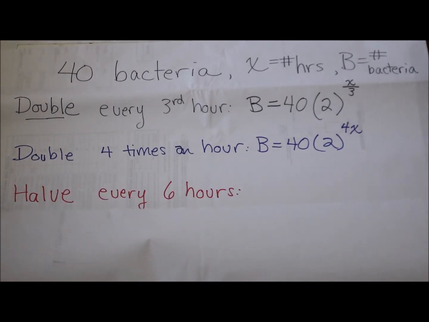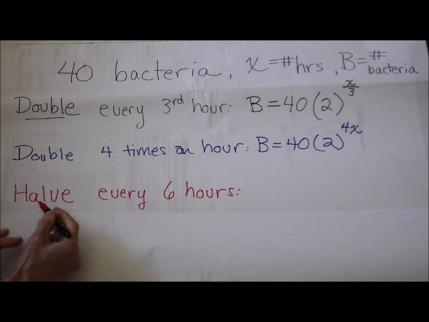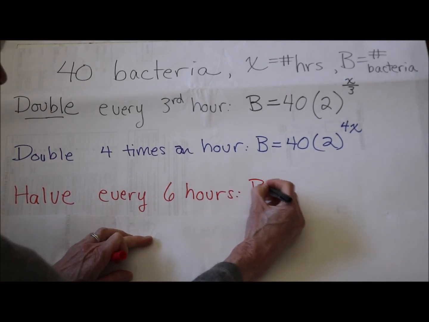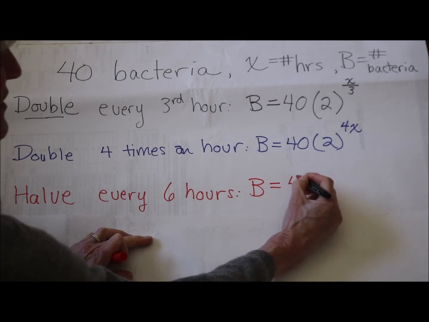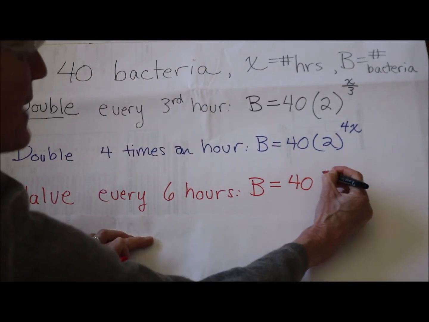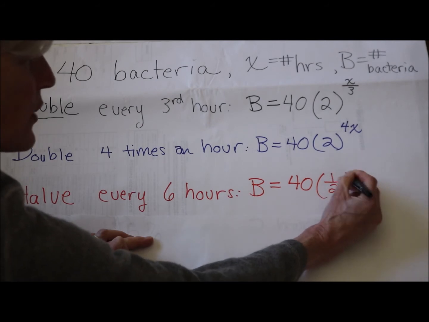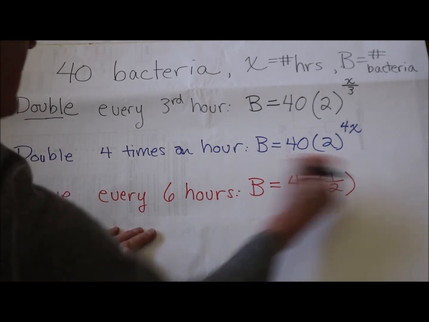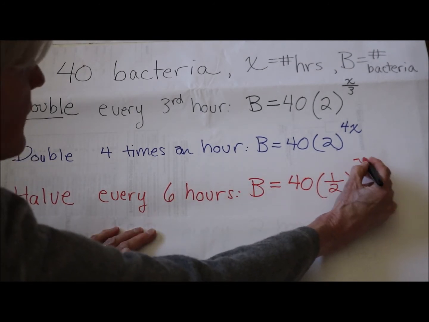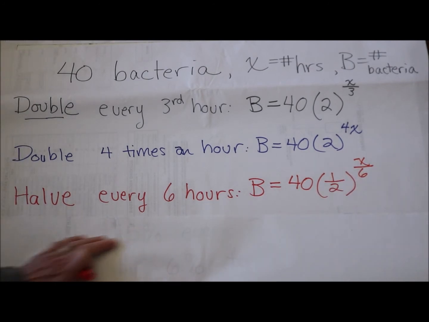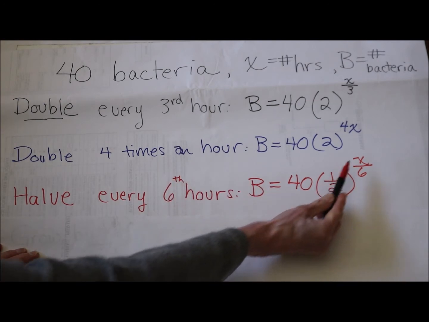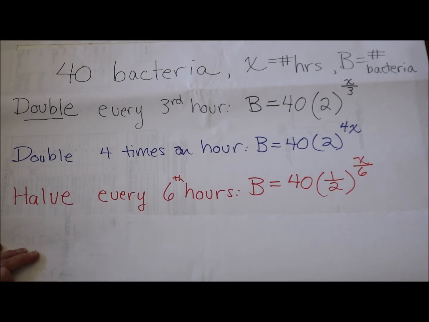Let's look at a third example. Okay, so now the number of bacteria are going to halve every 6 hours. Halve. So I'm going to have half the bacteria I had before. Again, I'm starting with 40 bacteria. I'm halving, so I'm going to multiply by 1/2 or 0.5, whichever you prefer. But I'm not halving every hour, but every 6th hour. Every 6th hour. I like putting a TH.